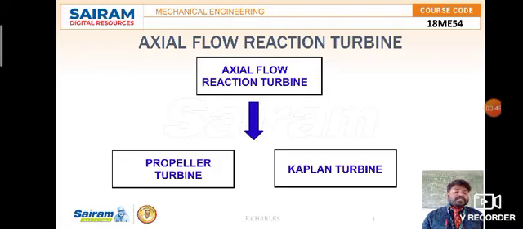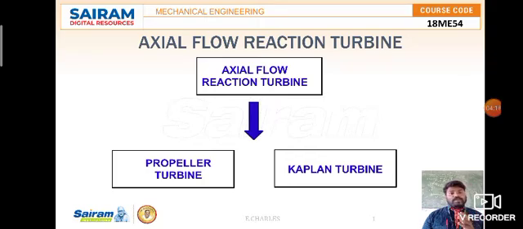Already we have seen the radial flow turbine. Now coming to the axial flow reaction turbine, which is classified into two different types: one is the propeller turbine and the next one is the Kaplan turbine. This axial flow is similar to the propeller and Kaplan. The Kaplan turbine is similar to the Francis turbine, where it will have a rotor or fixed blades and then there will be moving blades.